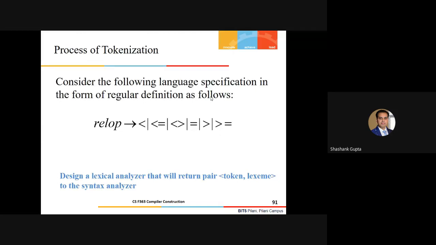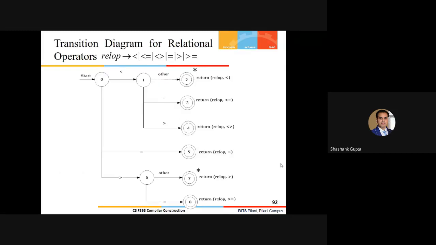Let us take a few more examples with some more language specifications. This time we have this category of relational operators: one is less than, another is less than equal to, this is not equal to, again equal to, this is greater than and greater than equal to. The goal is to design one lexical analyzer that should return these pairs to the respective phases, and obviously through manual implementation with transition diagrams. So we have to do this one by one.